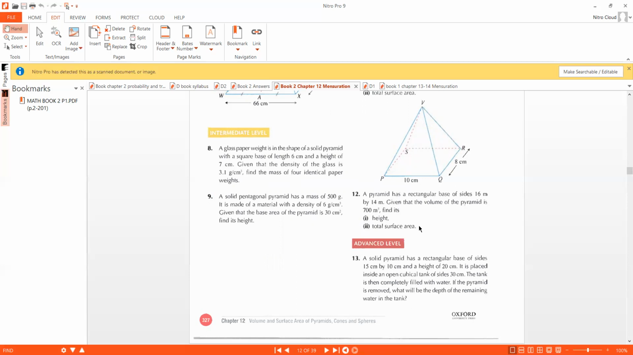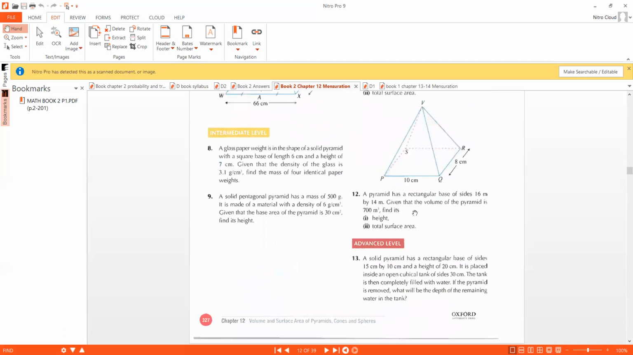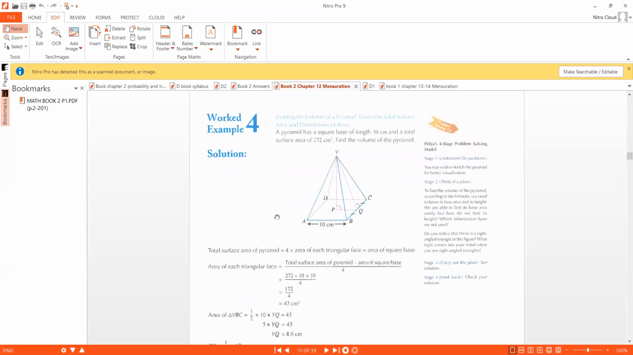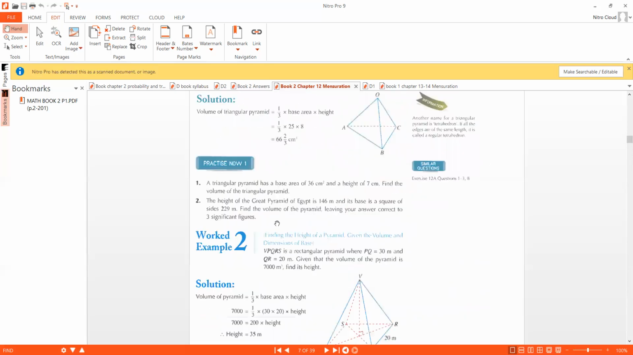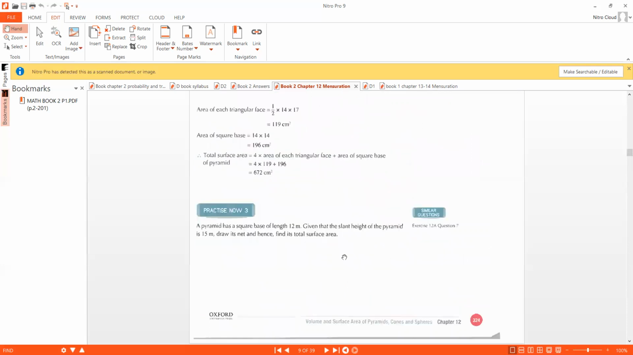So that is a third times the base area. What is the formula, by the way? I think it's a third times the base area times the height. Yeah, that's it. One third multiplied by base area multiplied by height.